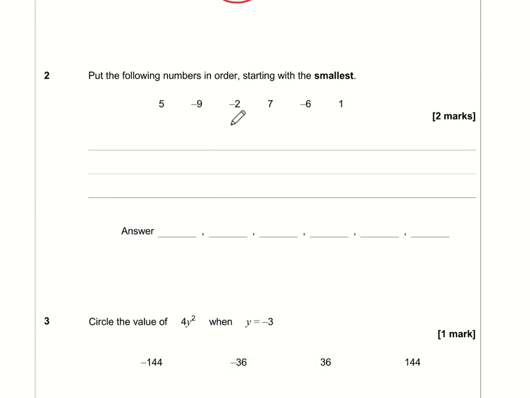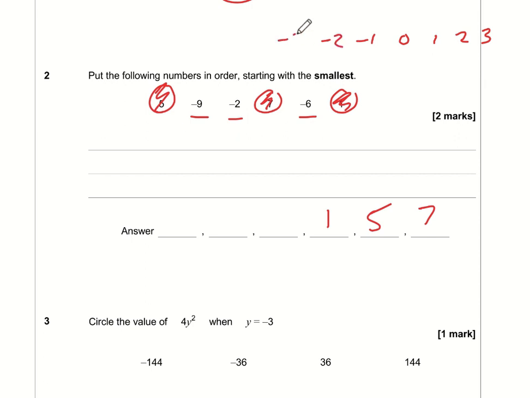Question number 2, put the numbers in order starting with the smallest. Okay, so first of all we've got some negative numbers, so they are definitely going to be the smallest, so therefore 5, 7 and 1 are the biggest. So let's do this in reverse order starting with the biggest, so it's going to go 7, then 5, then 1. 1 is less than 5, 5 is less than 7, so they are completely sorted. Now the smallest one is the one which is most negative. If you need to, do a number line 0, 1, 2, 3, so in the other direction, -1, -2, -3, -4, -5, -6, -7, -8, -9.